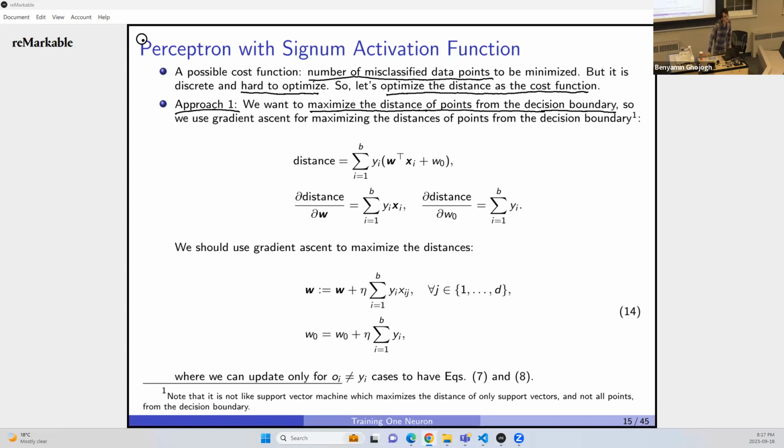Its idea is similar to support vector machines. The idea in SVM is also this. It says maximize the distance of points from the decision boundary. So we use gradient ascent for maximizing the distances of points from the decision boundary. Gradient ascent is the opposite of gradient descent. When you want to minimize something using the first order derivative, it's gradient descent. But when you want to maximize something using the first order derivative, it's gradient ascent, right?